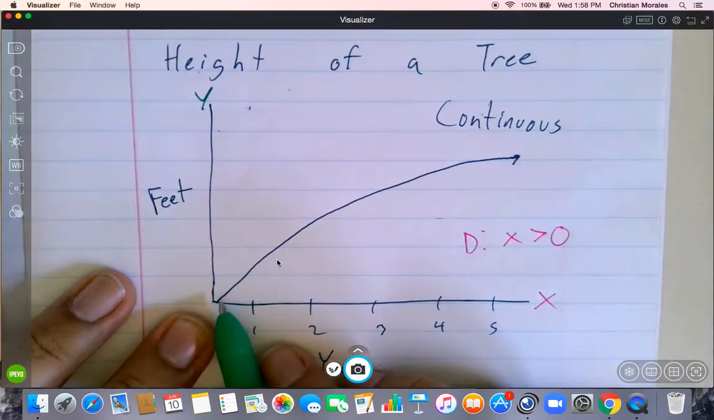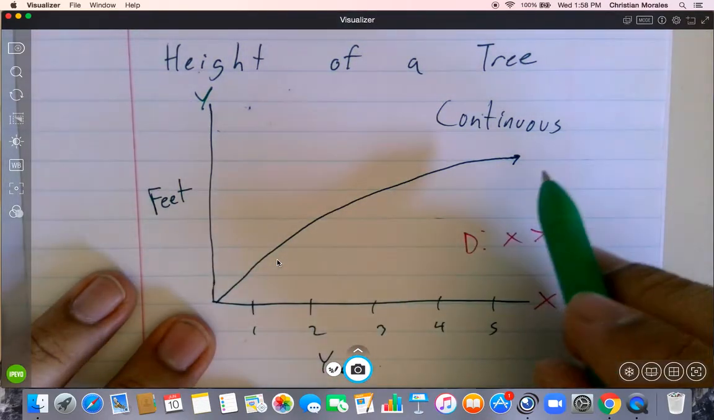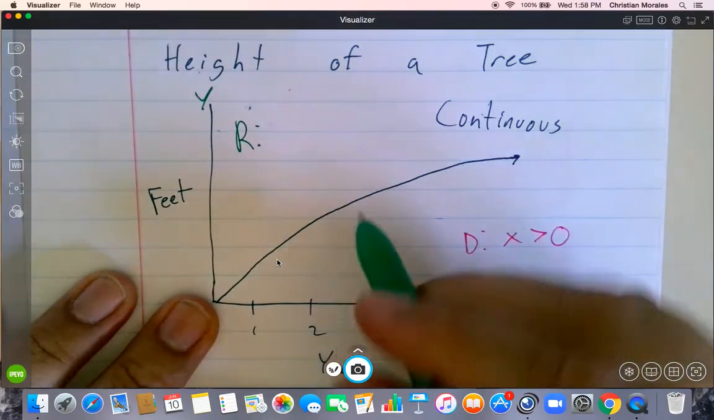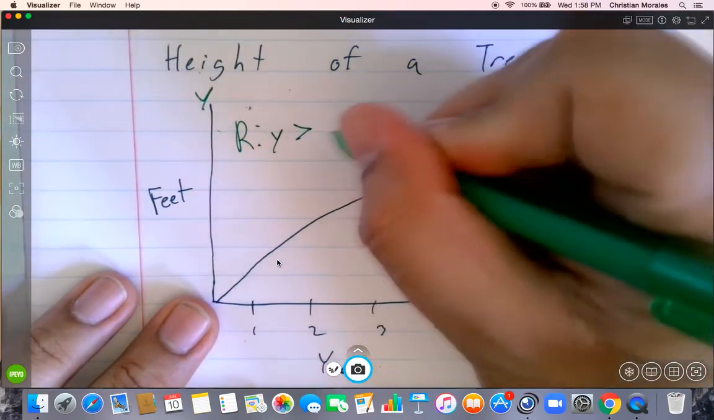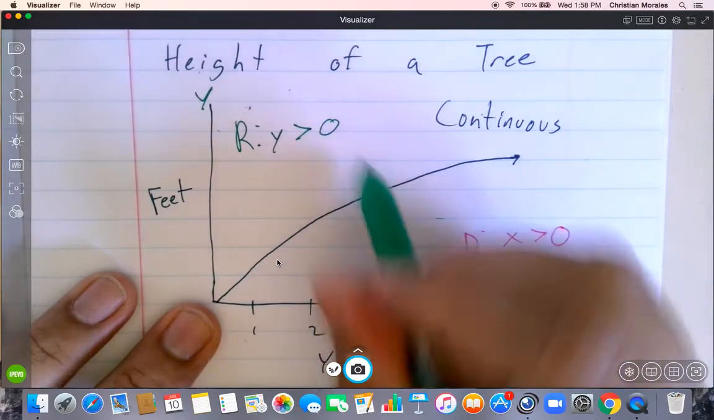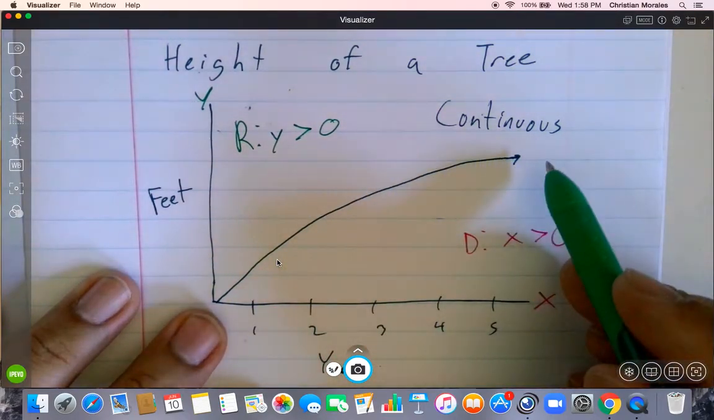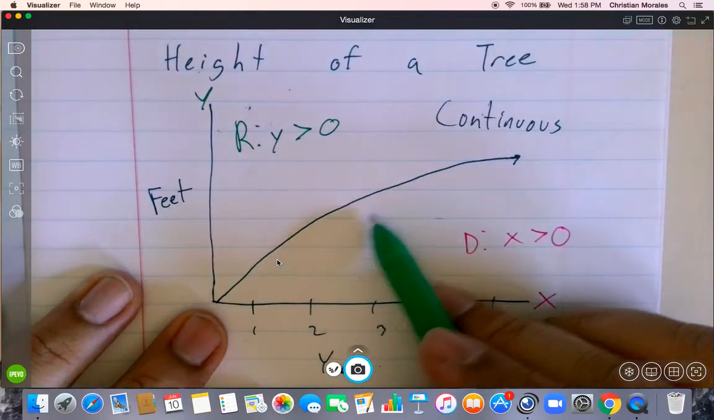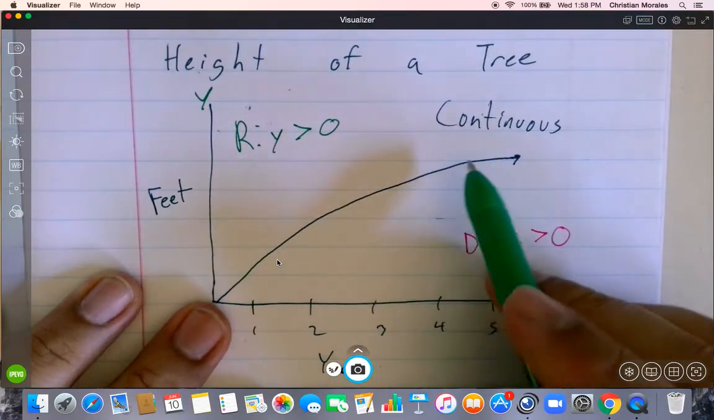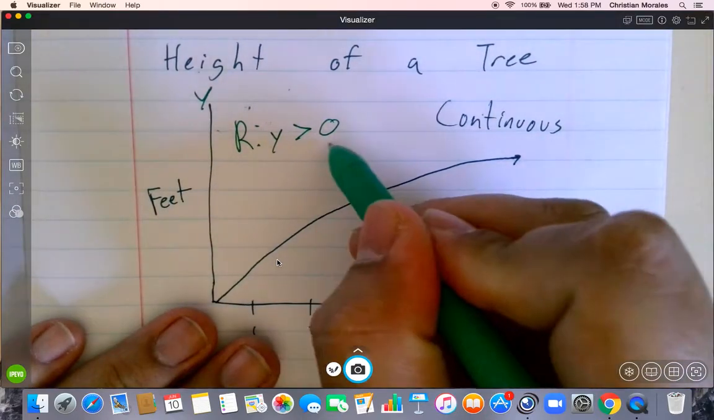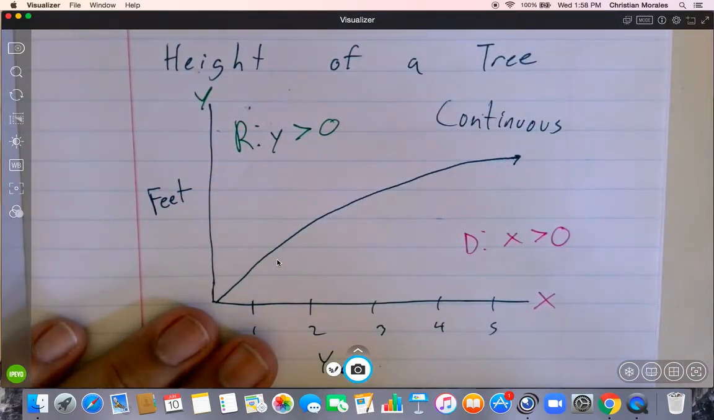Now for range, I'm not going to put all the points that I've listed on here. Instead, for the range, what I would say is when y is greater than 0. So as the tree is growing, it has height, and it's getting bigger and bigger and bigger. And that's all the numbers I would have for the y values of this. So sometimes domain and range uses inequalities instead of listing every single point.